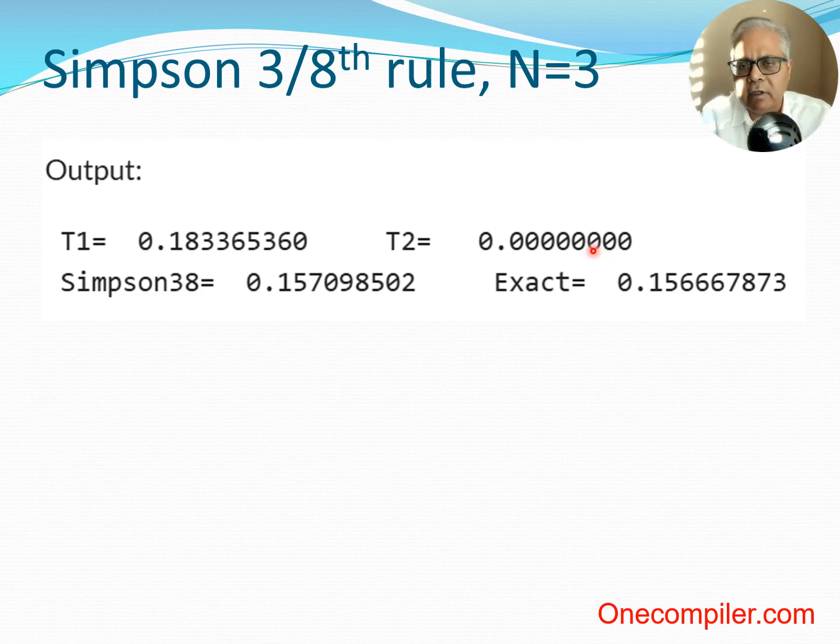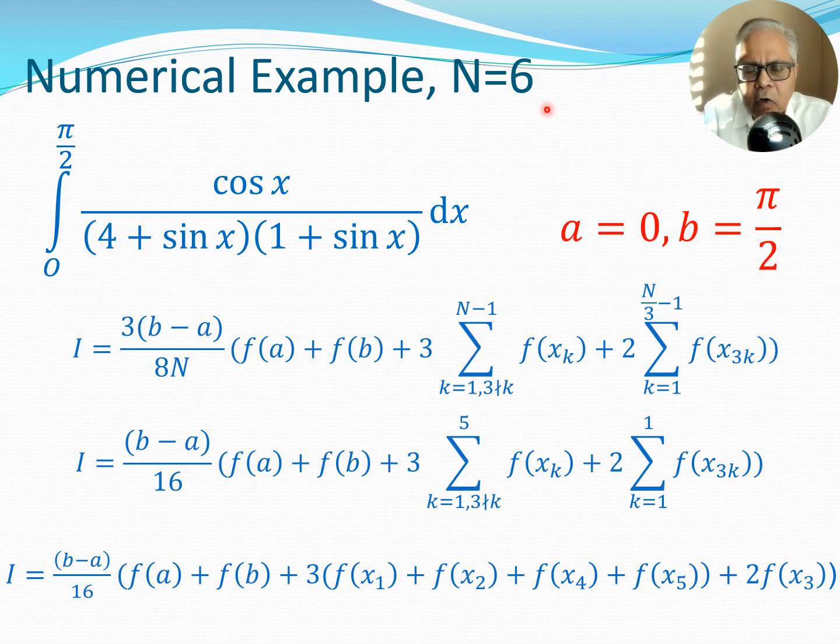That is problematic in this case, because we have not tested the logic of that term. And the integral comes out to be 0.1570, which is pretty close to the exact value, which is 0.1567. Now the case n is 3 actually does not test the second part of this summation.